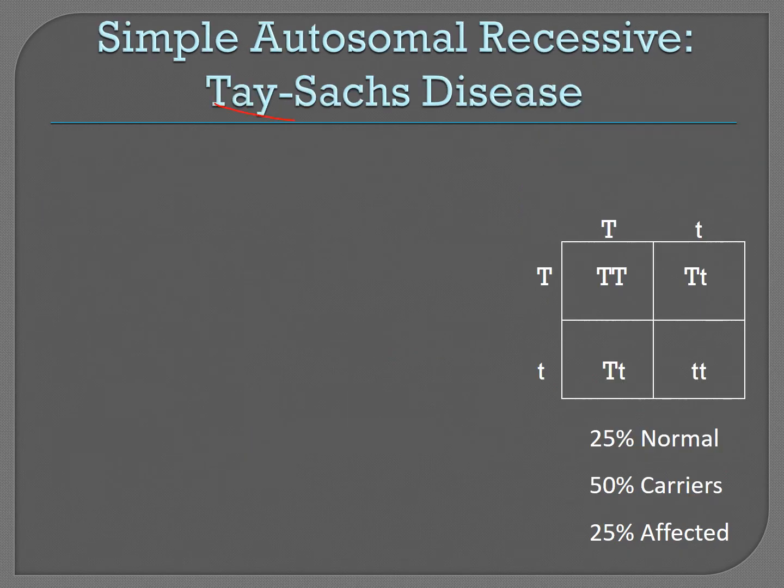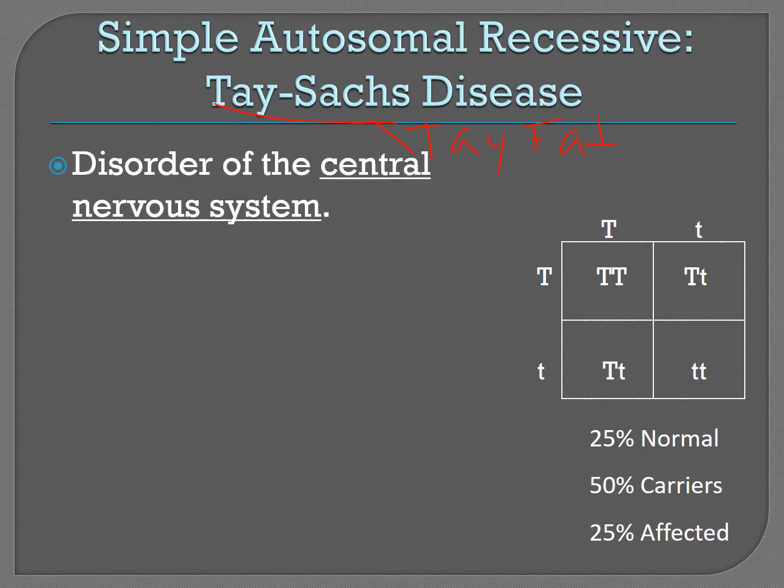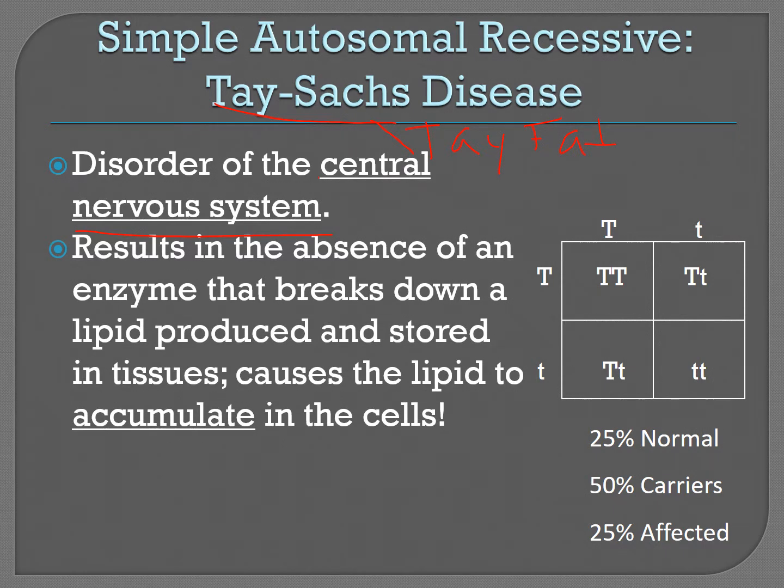Now we have Tay-Sachs disease. I sometimes say Tay-Fat disease, and it's not that I'm trying to be funny. It's just because it does take away the fat gene. So this is an issue in the central nervous system. What happens is the absence of the enzyme that breaks down lipids causes the lipids to accumulate in the cells. And what happens is the cells get too fat.